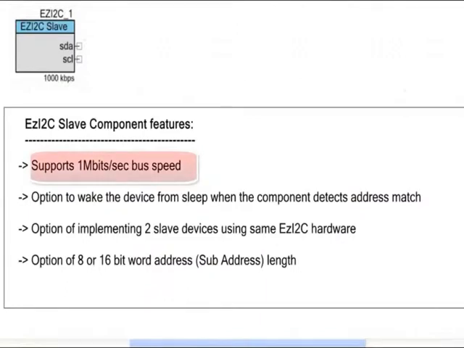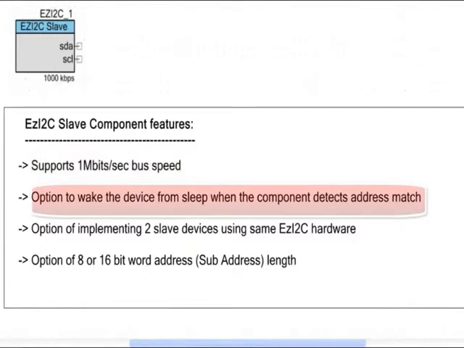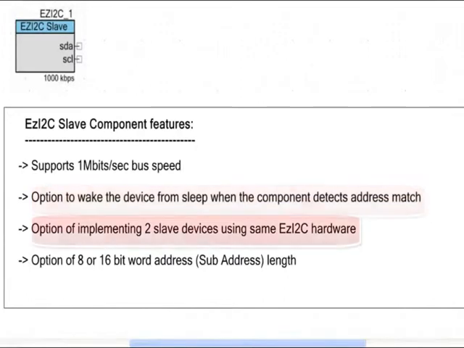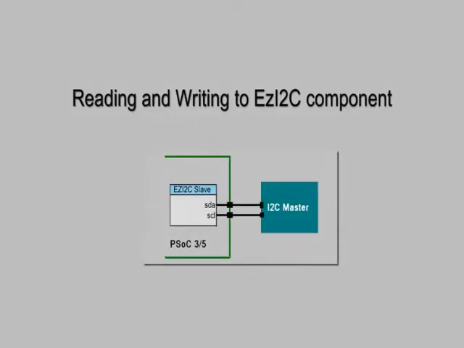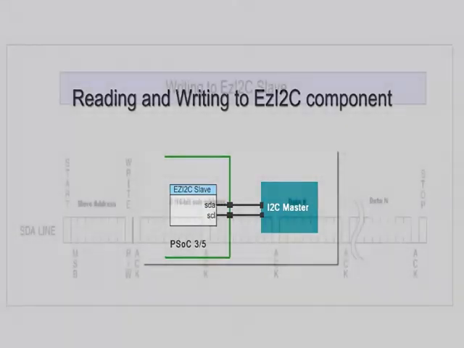EasyI2C supports bus speed up to 1 megabits per second. You can keep EasyI2C awake when other resources of the chip are sleeping. It wakes up the device with an interrupt when an external master addresses it. You can implement two I2C slave devices using the same EasyI2C hardware. The word address, which points to the data in the buffer, can have a length of 8 or 16 bits. The EasyI2C component behaves similar to a serial EEPROM device.